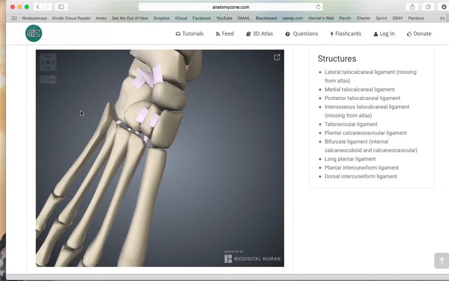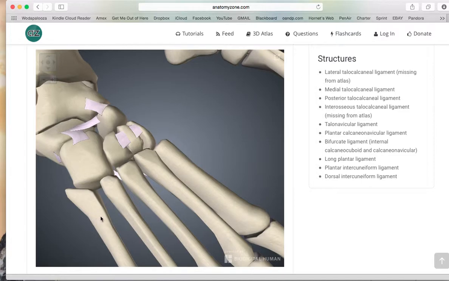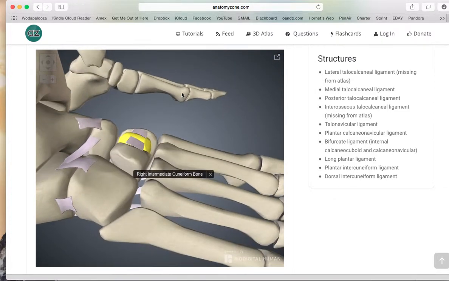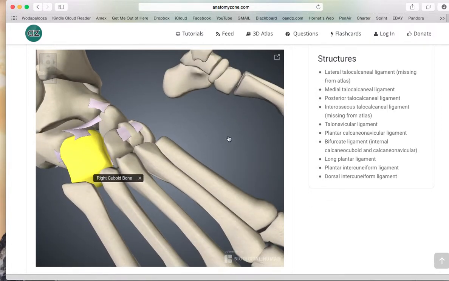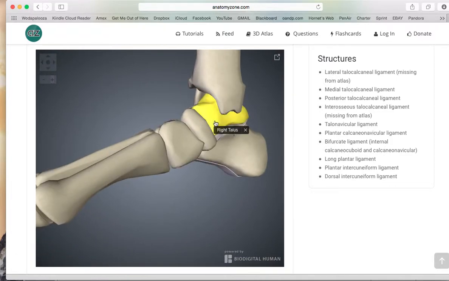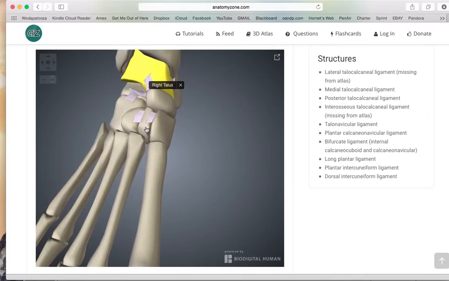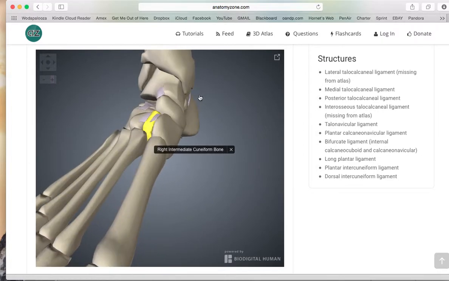One thing. Oh, right. Okay, so I didn't mention it earlier, but the intermediate cuneiform right here is the keystone of the transverse arch, according to Newman on page 600. All right, so remember we had the cuboid as the keystone of our lateral longitudinal arch, the head of the talus as the keystone of our medial longitudinal arch, and now we have the intermediate cuneiform as the keystone of the transverse arch.